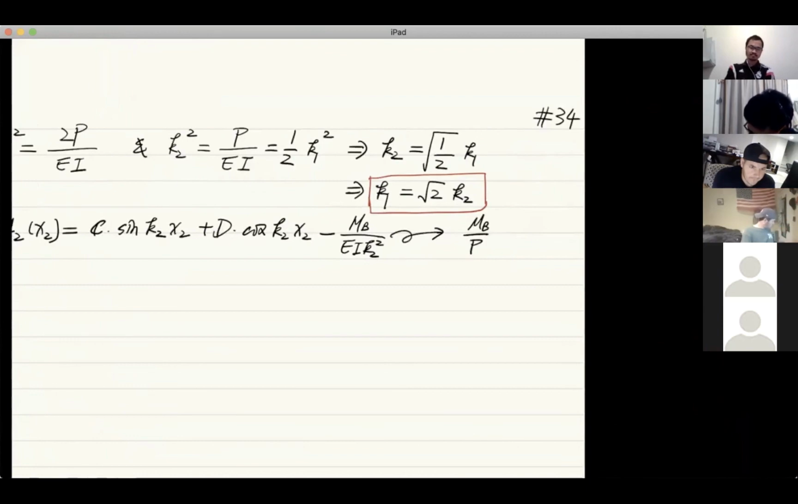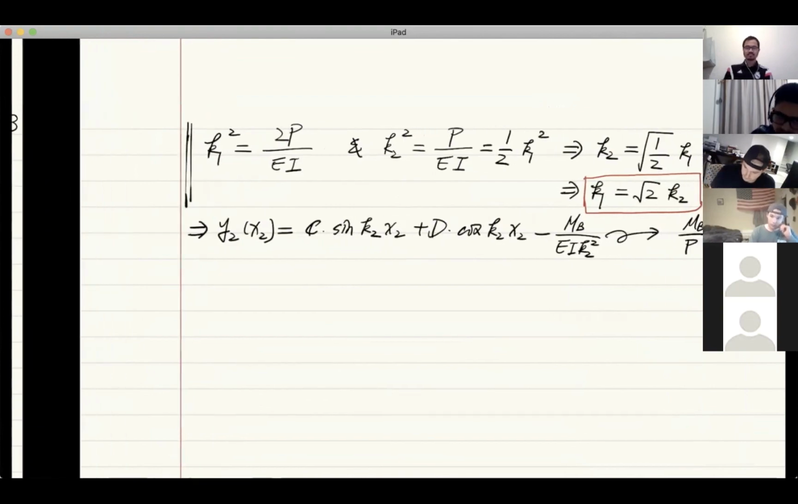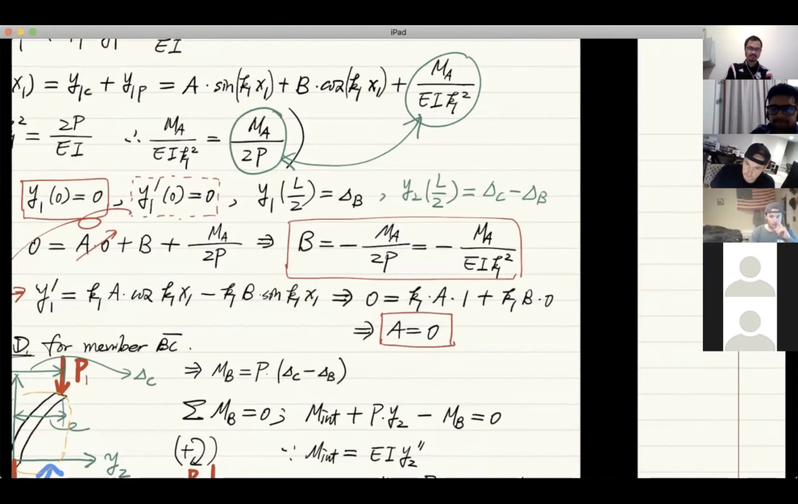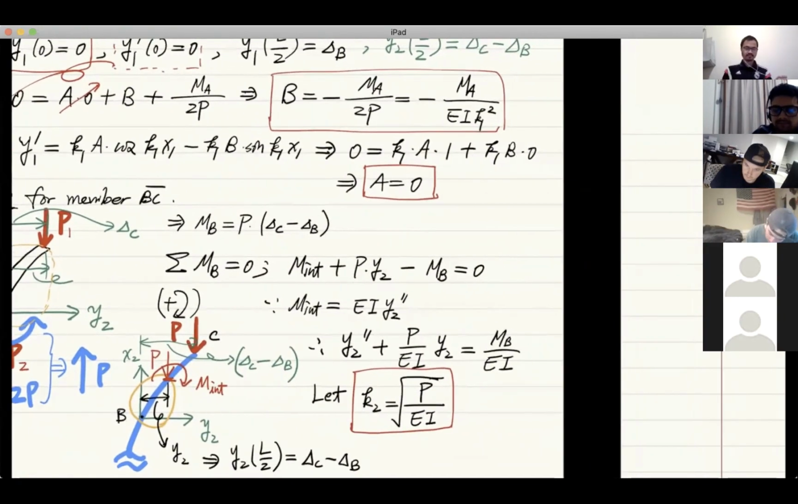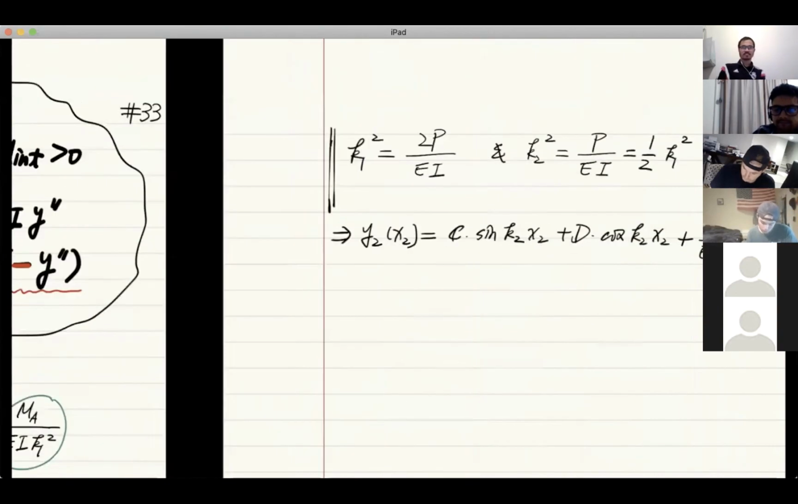They are the same things. Why is it negative MB over P this time? For Y1 was positive MA over P. Oh, it's positive. I'm sorry. You're right. It's positive, right? I carry this whole thing over. It's positive, right? Because it's positive MB. So here the solution is positive.